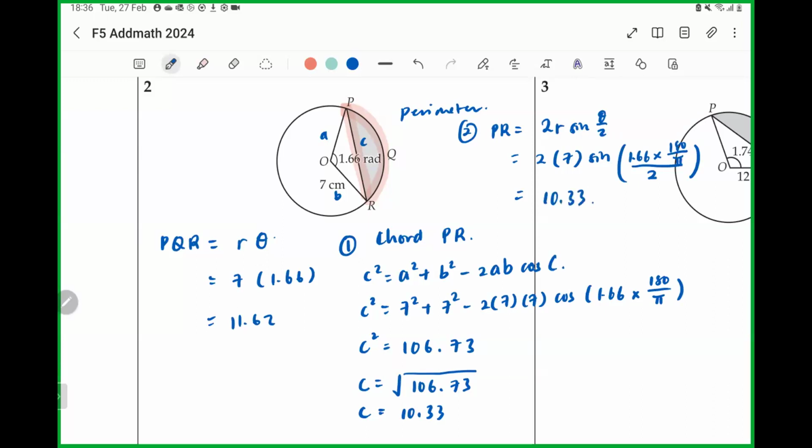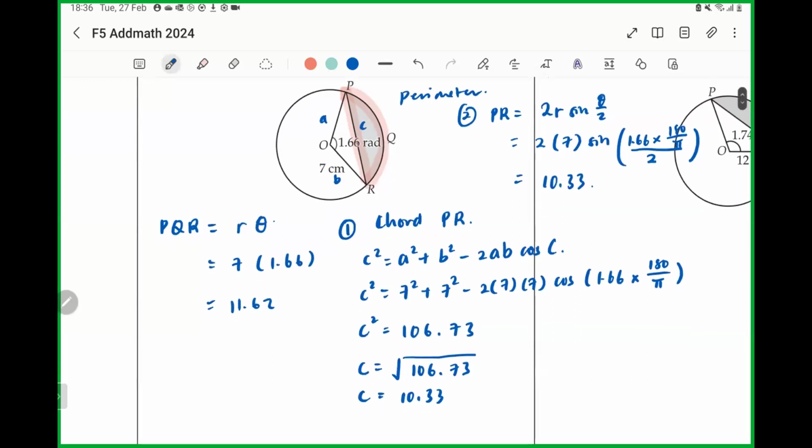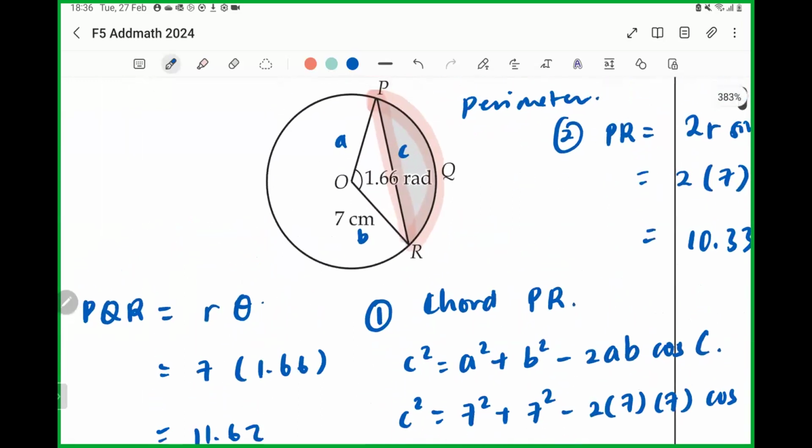This is the second way you can do. Another way you can do is SOHCAHTOA. By SOHCAHTOA, you have to split this one in half, and we'll get the same answer also. So the 1.66 times 180 over pi, you change it to degree first: 95.11 degrees, right?